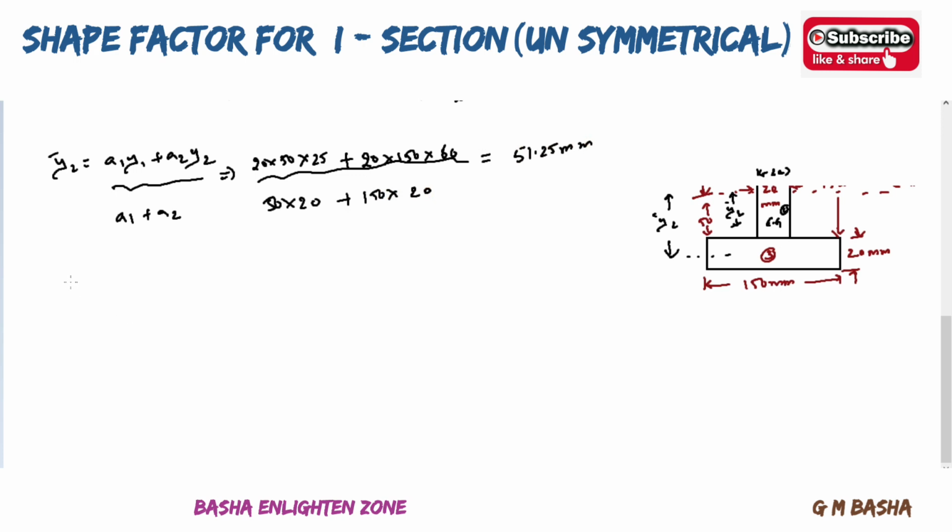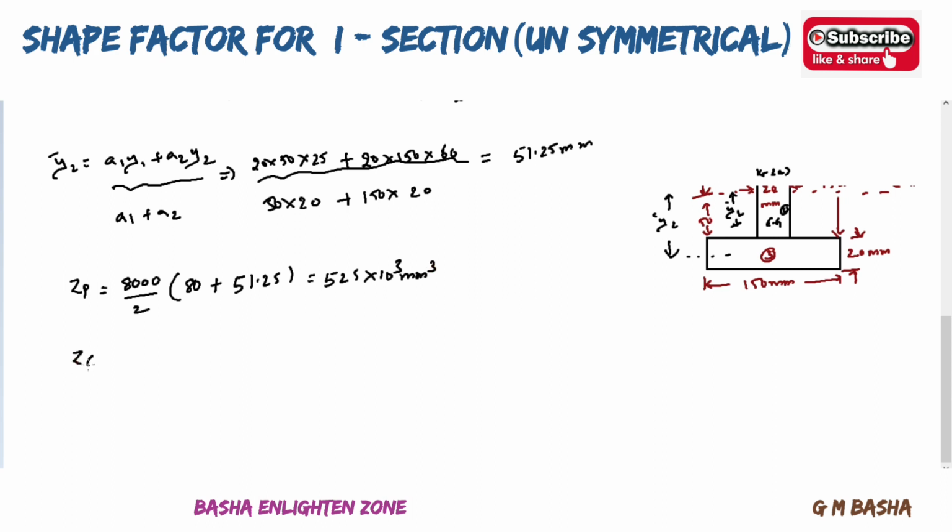So we know everything for finding the plastic modulus. Area will be equal to how much? It will be 8000 mm square by 2, into y1 bar, which is 80 mm. Now it will be simplified. y2 will be equal to 51.25. So overall your plastic modulus of the section will be equal to 525 into 10 to the power of 3 mm cube.